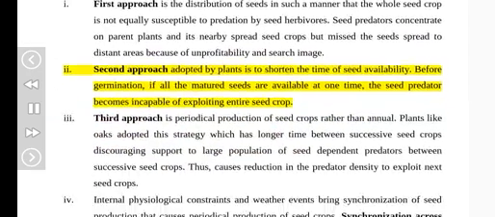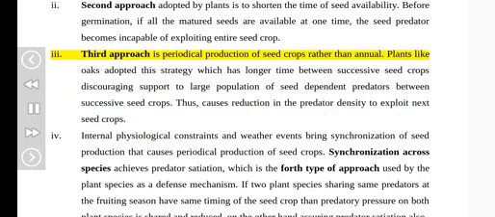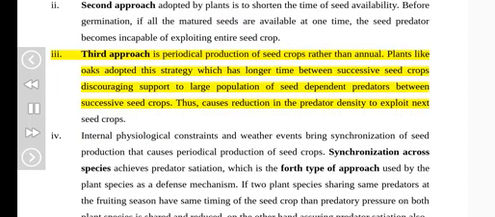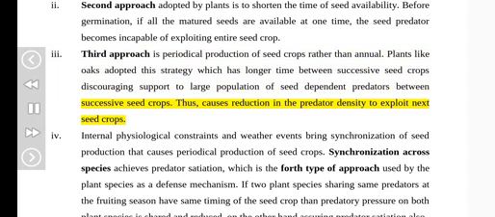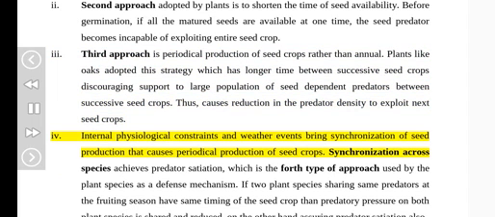Third approach is periodical production of seed crops rather than annual. Plants like oaks adopted this strategy, which has a longer time between successive seed crops, discouraging support to large populations of seed-dependent predators between successive seed crops. Thus, it causes a reduction in the predator density to exploit the next seed crops. Internal physiological constraints and weather events bring synchronization of seed production that causes periodical production of seed crops.